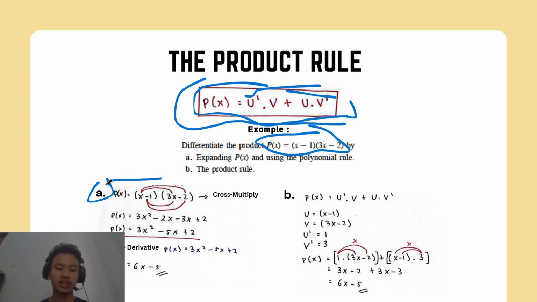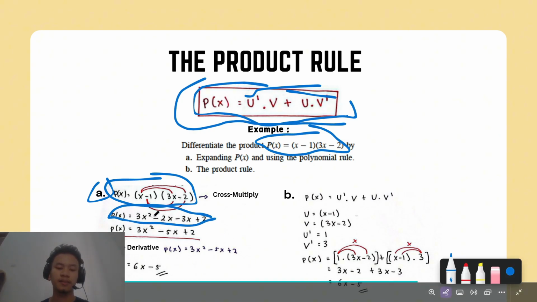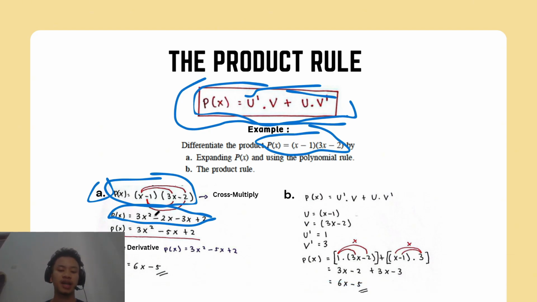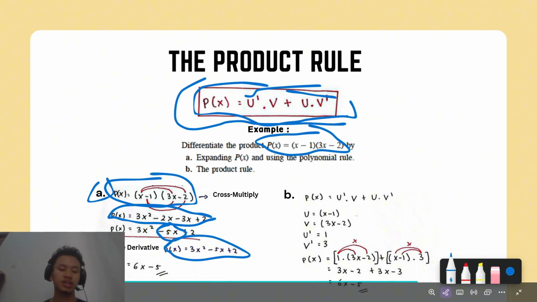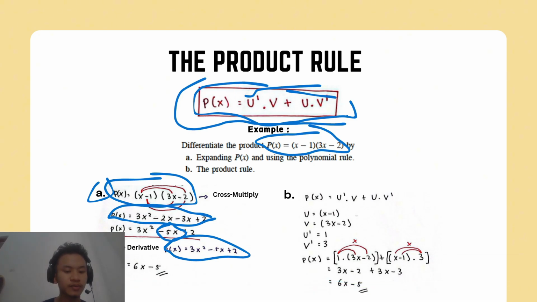And this function can be solved with cross multiplication. Then here is the result, with minus 2x minus 3x. Okay, so next is to find the derivative, and the derivative of this function is 6x minus 5. Okay, let's move to B.